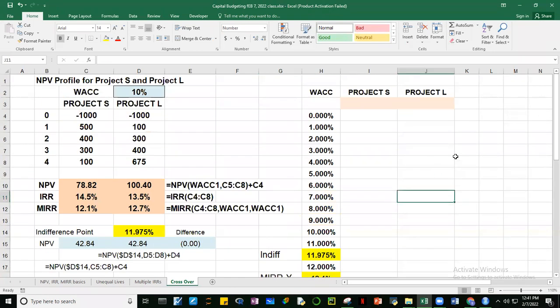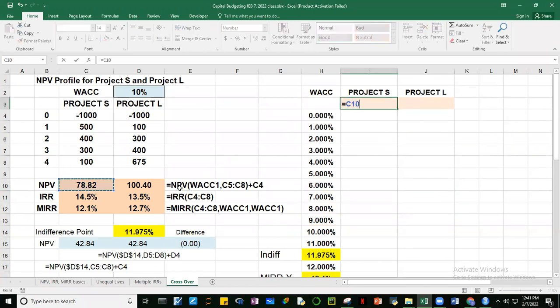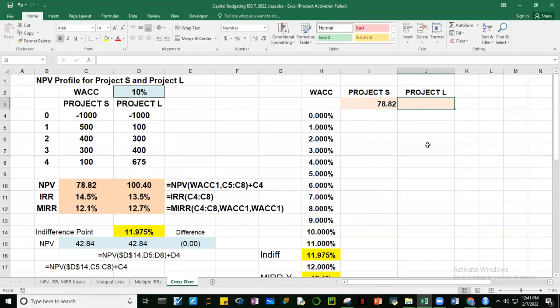Okay? Tapos, we're going to link this. Ililink ko siya kay Project S dito. So this is the NPV of Project S, and then this one is Project L. So ang gagawin natin dito guys, we will ask Excel to replace yung WACC na 10%. Papalitan niya ng 0, 1, 2, etc. And then ilalagay niya dito yung mga values ng NPV.